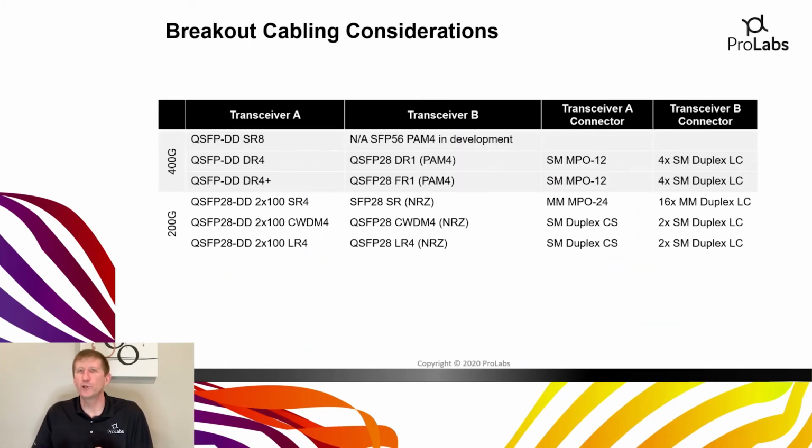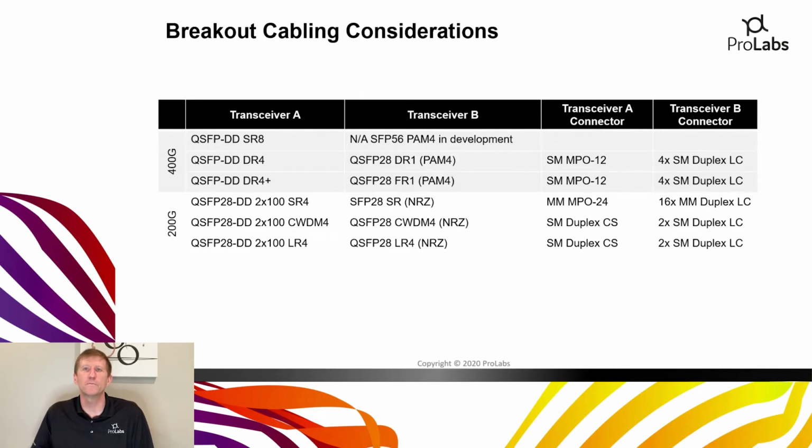So here is a little bit of a summary chart in terms of what's required from a connectivity standpoint for these scenarios. For the DR4, you have a single mode MPO12 on one end and 4x single mode LC duplex on the other, just like we've done breakout connections for a long time. With the SR8 transceiver on the PAM4 side, I think the real issue is going to be the 50 gig transceivers on the far end.